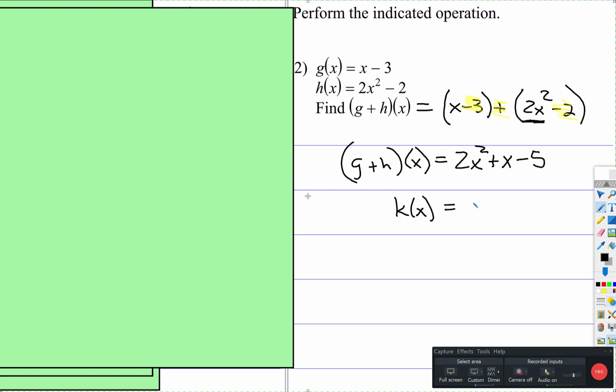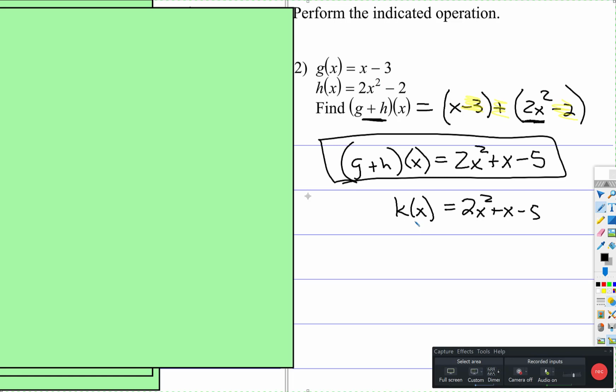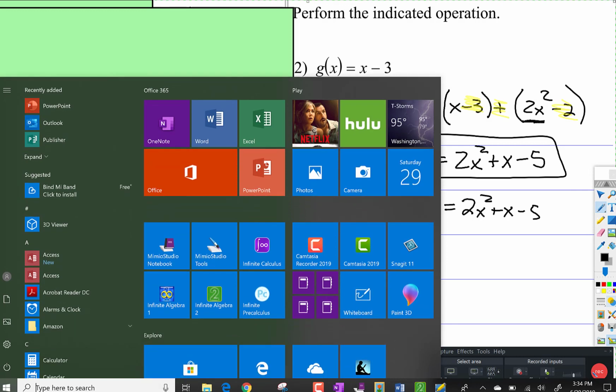So if we wanted, we could give that a completely different name. We don't have to. That's not part of this. I'm just showing you how you take two separate functions, perform an operation, in this case addition, and now you have this completely new function. But this is the notation how you would write it. This is just my spin. All right, that is it for this one.